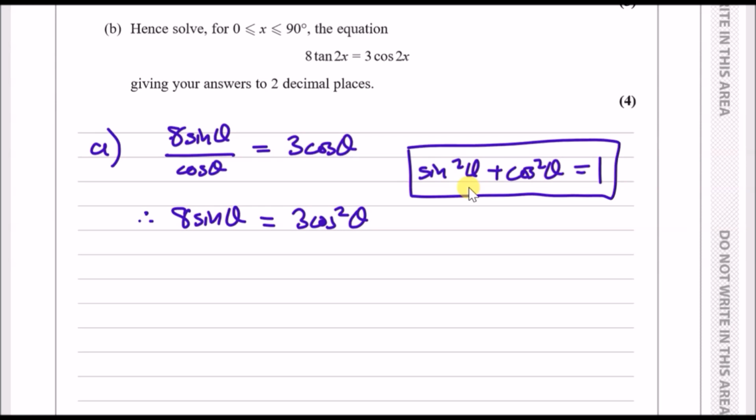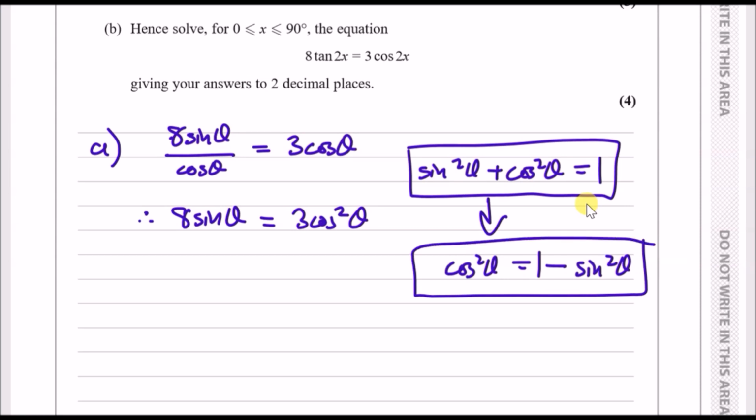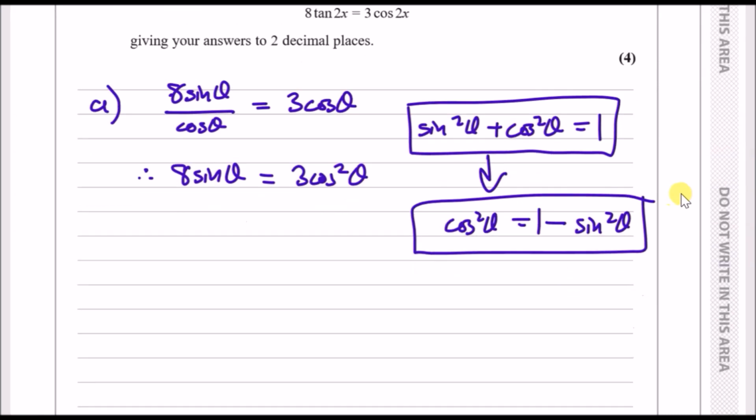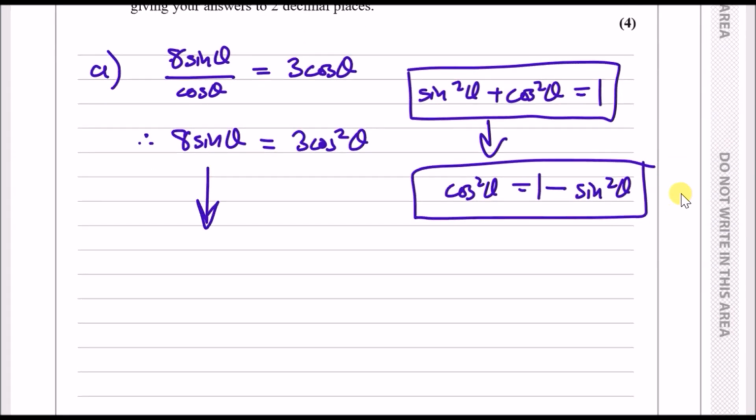Now what's useful about this is the fact that we could rearrange a cos squared theta term and make it into a sine squared theta term. That is, if we subtract sine squared theta across, we'll be left with cos squared theta equals 1 minus sine squared theta. And that's exactly what we want now, because if we pop this back into here, we literally have an equation in terms of sine. So now, moving down a bit, we're left with 8 sine theta equals 3 times 1 minus sine squared theta.